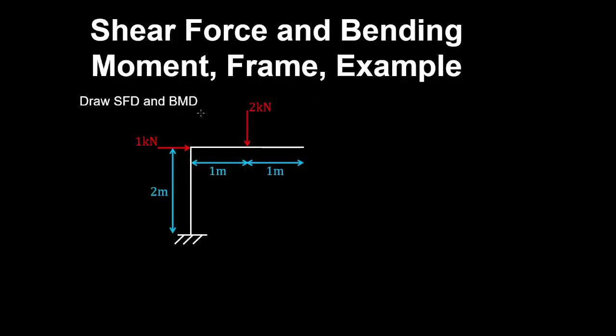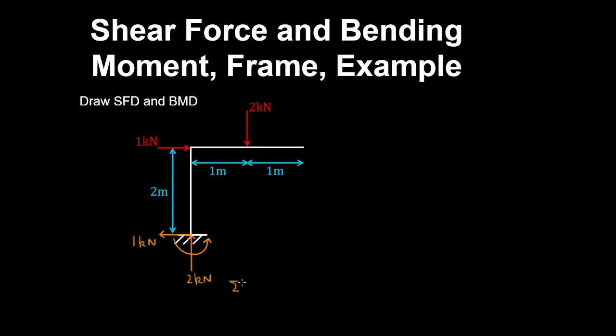Let's draw the shear force and bending moment diagram for this frame. And we have a rigid support, so we're going to have a horizontal reaction counteracting that 1 kilonewton load by horizontal equilibrium, and by vertical equilibrium of forces we have a 2 kilonewton reaction counteracting the external load. And because it's a fixed support, we also have a moment reaction to prevent rotation.